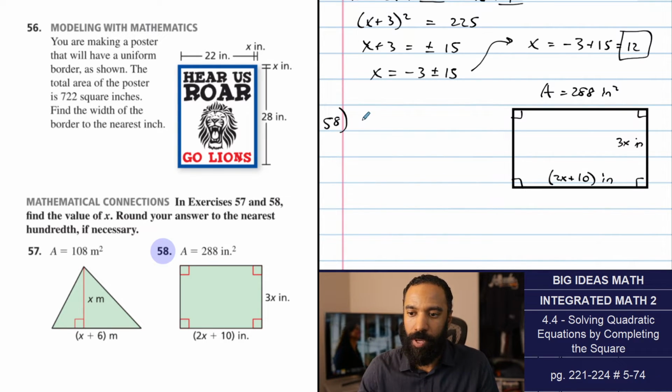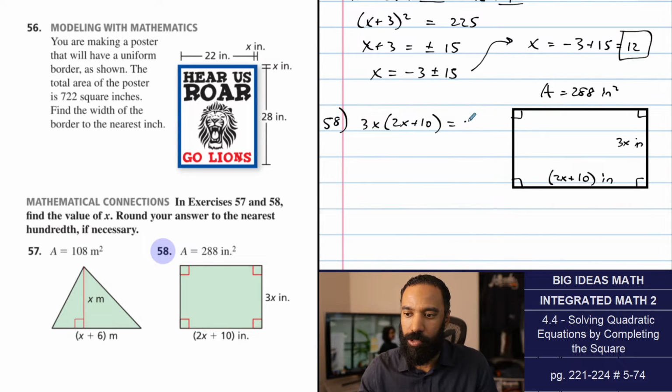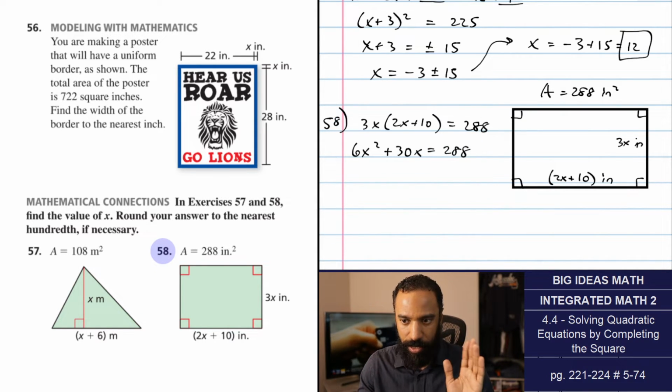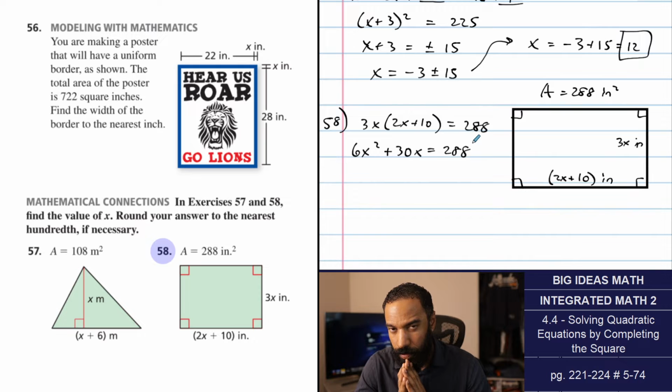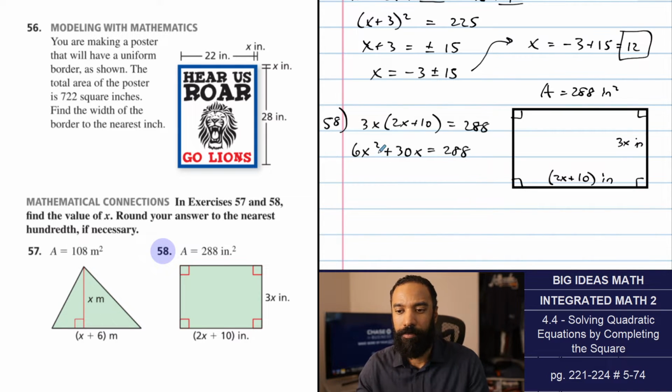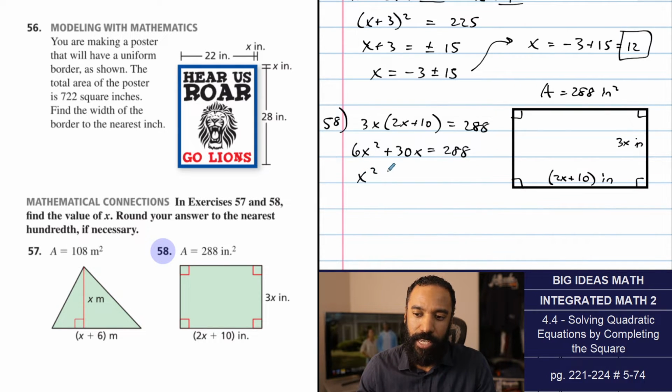So base times height, 3x times 2x plus 10, equals 288. Let's distribute the 3x into these, and we're going to get 6x squared plus 30x equals 288. Can these divide by 6? These can. Can this? Yep, 48. So you can divide everything by 6. You get x squared plus 5x equals 48.